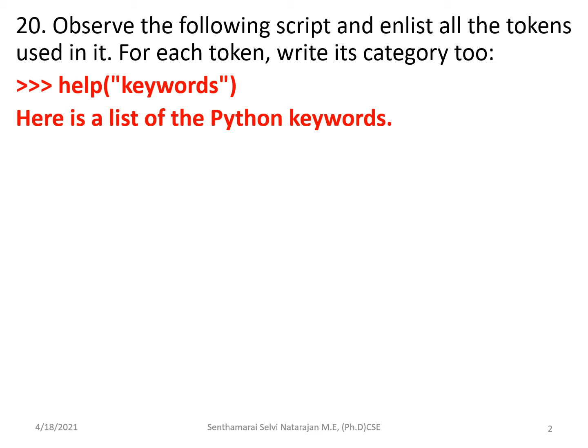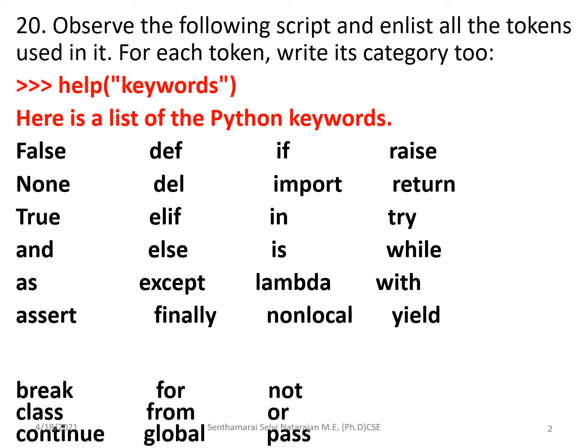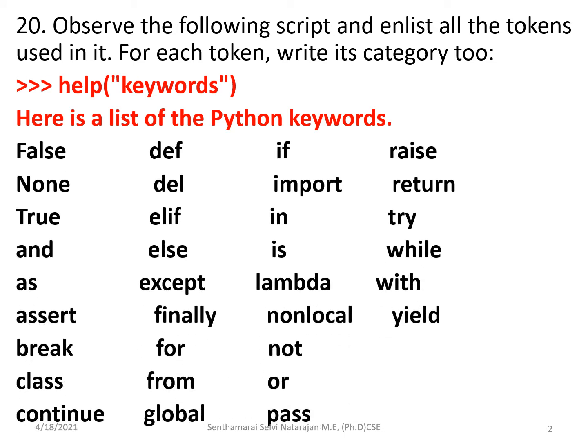As I have specified, help of keyword is the command that can be given in the command line prompt of Python to get the list of Python keywords. So when that command is given, it lists the following keywords. When a script is given, you have to check if it has all these or any one of these keywords, then you can specify that token as a keyword, or it can also be specified as identifiers.